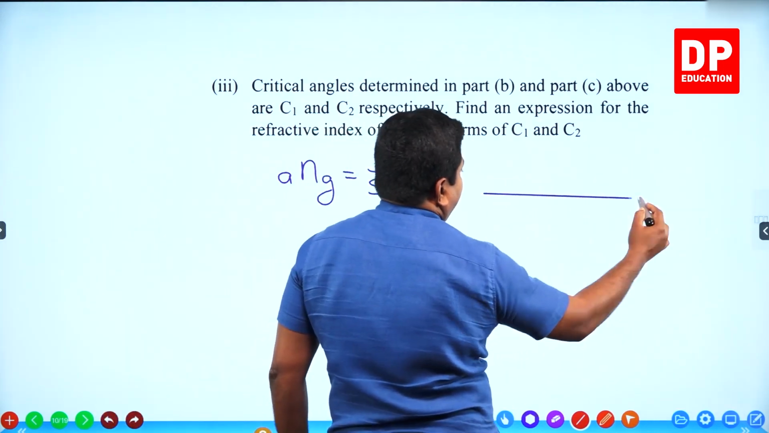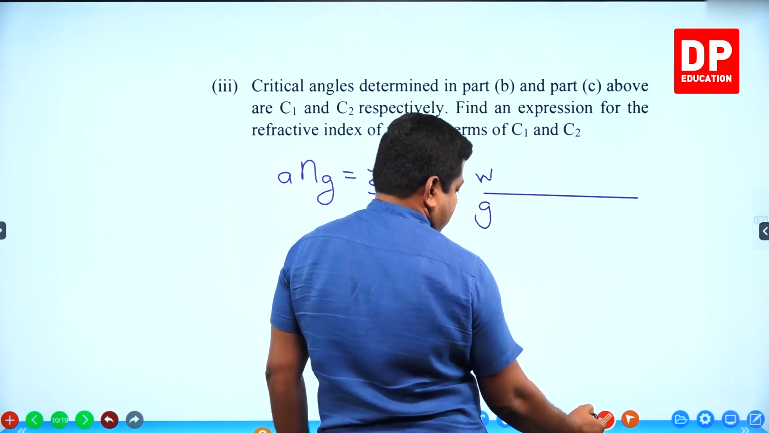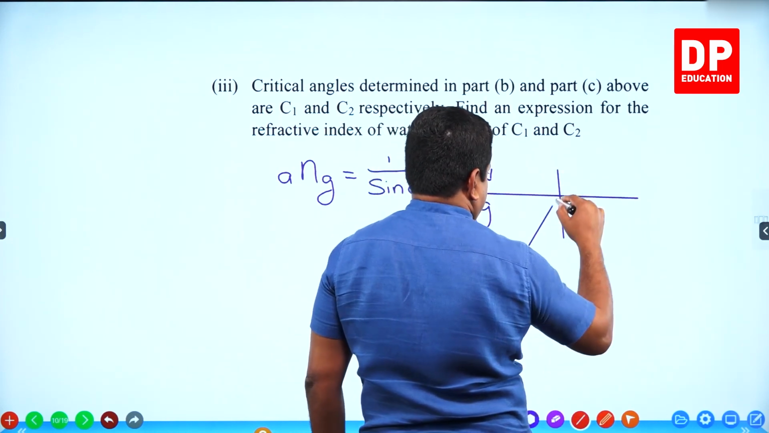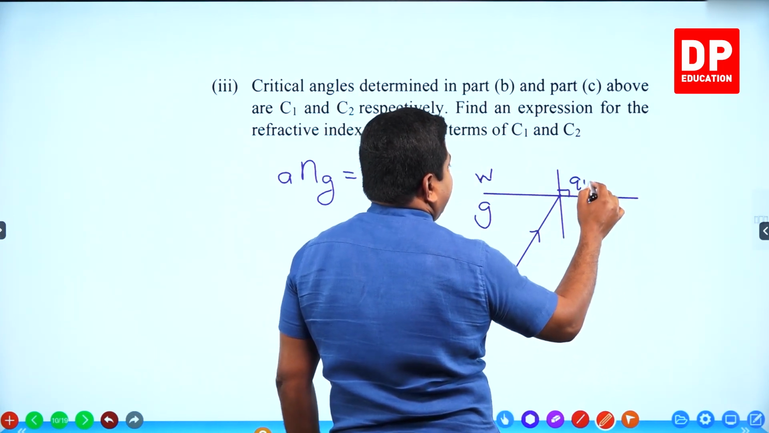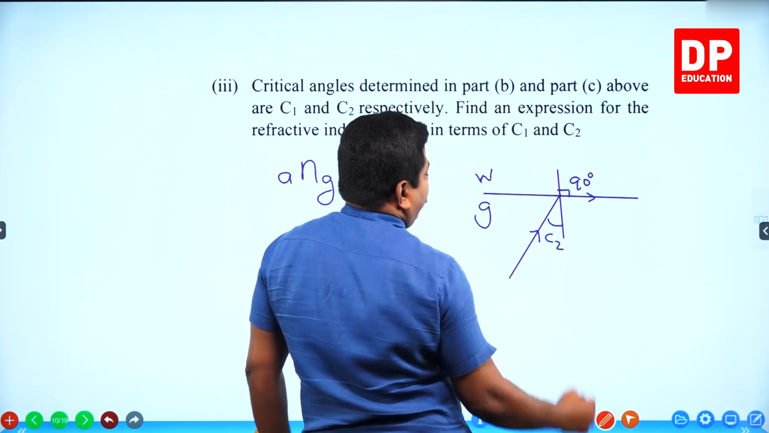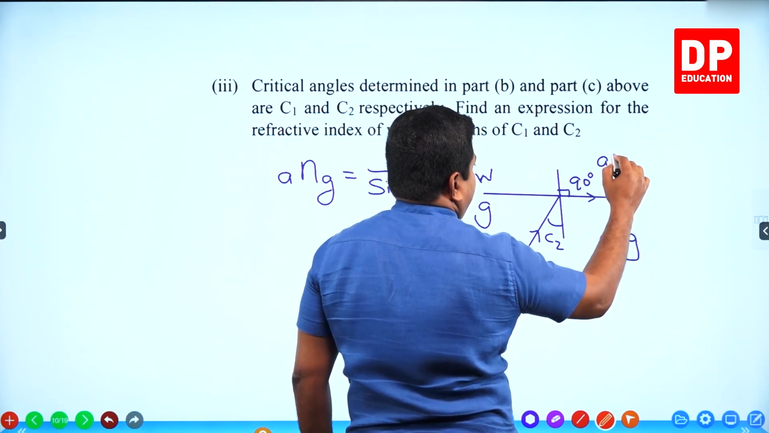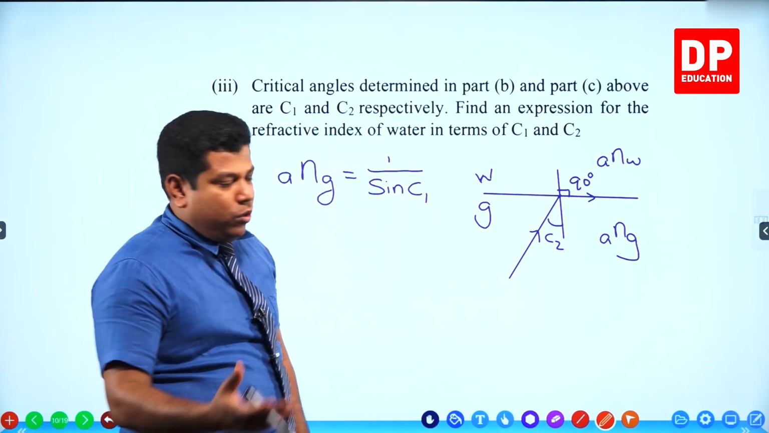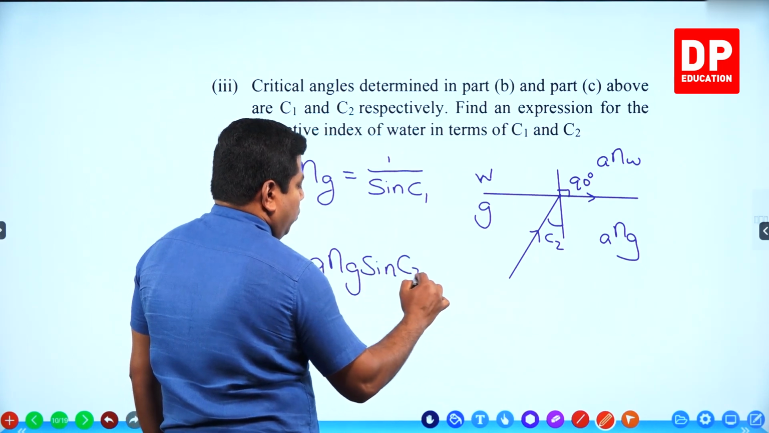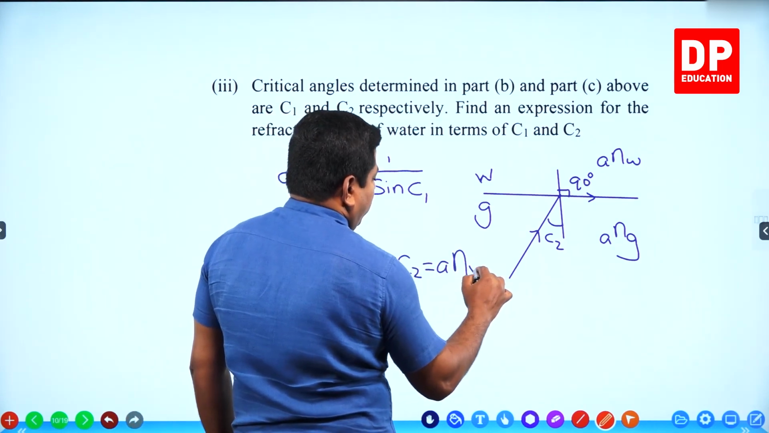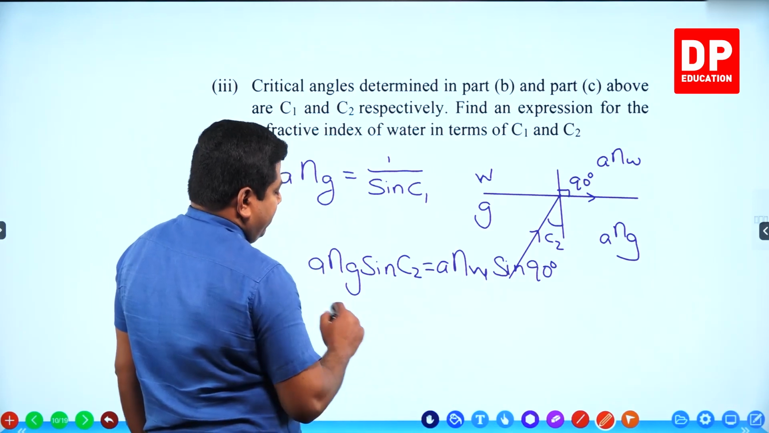Now we have done the experiment where we have a glass-water surface, normal. This is how the ray travelled, 90 degree, C2. If I name this A and G and A and W, you can use Snell's law. You can say A and G sine C2 equals A and W sine 90 degree. Sine 90 is 1, right?